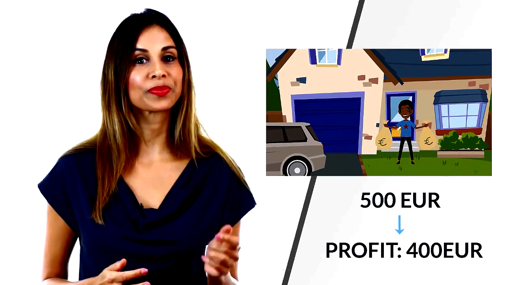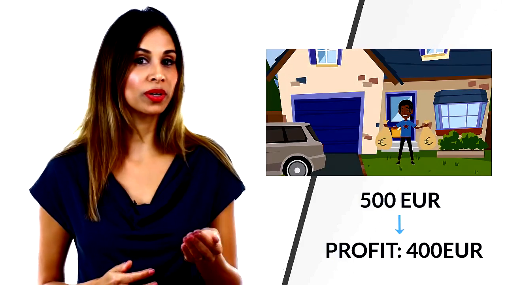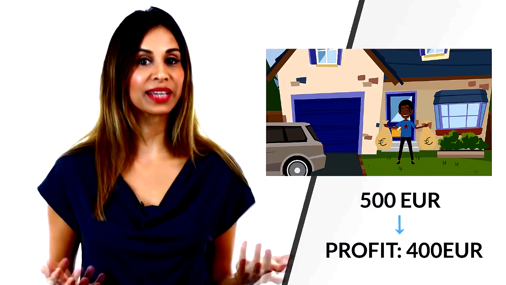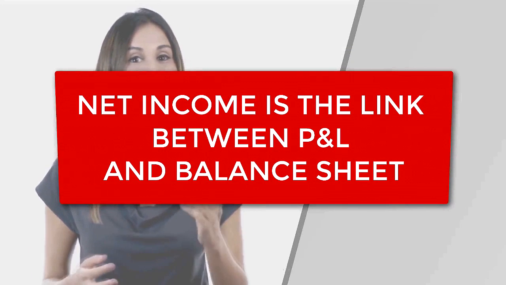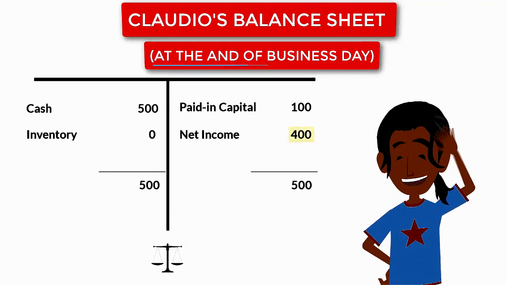When he came home, he had sold all his plates with a profit of 400 euros. So his business is now worth more, which is reflected in a higher equity. Net income is the link between the income statement and the balance sheet. So when we add the profit of 400 euros he achieved to equity, also the right side gets to a total of 500 euros, and the balance sheet balances like it should. So that's how it would look for Claudio at the end of his successful day at the beach.